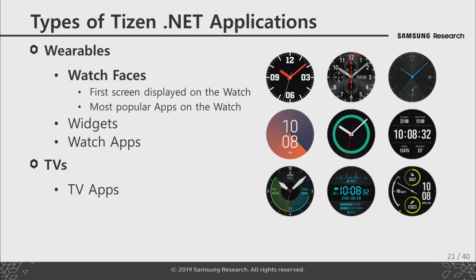And now let's take a look at what types of Tizen.NET applications we have. First, for wearables, we have 3 types of applications. That is watch faces, widgets, and watch apps. Watch faces are the first screen displayed on the watch. They are like the most popular apps on the watch. So if you go to the App Store, you can see a whole bunch of watch faces. On the right, we have examples of watch faces.